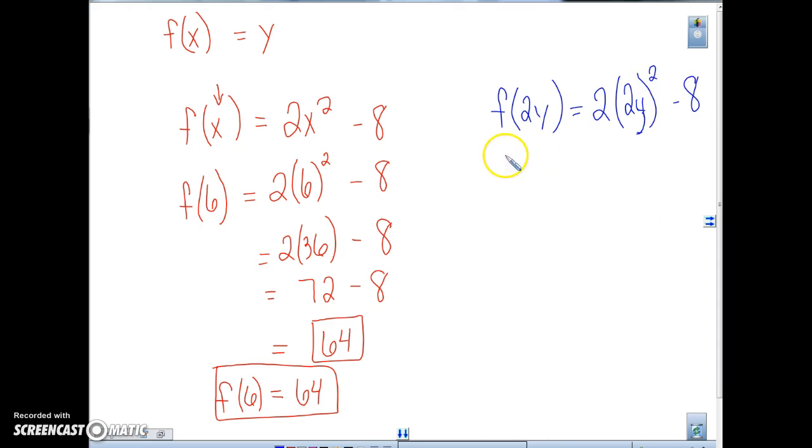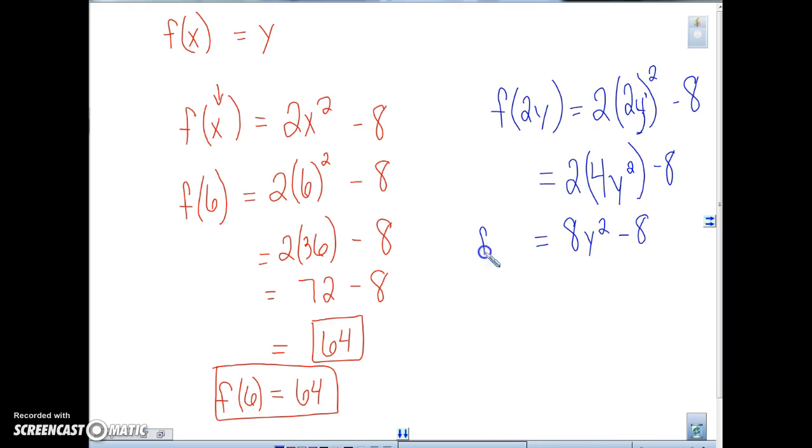So again, there's nothing inside parentheses to do, but there is something for my exponents. So I still have this 2. This 2 squared is 4. Y to the first power squared is y squared minus 8. So you have 2 times 4, which is 8. These two are not like terms, so that would be my answer. The function evaluated at 2y is equal to 8y squared minus 8.